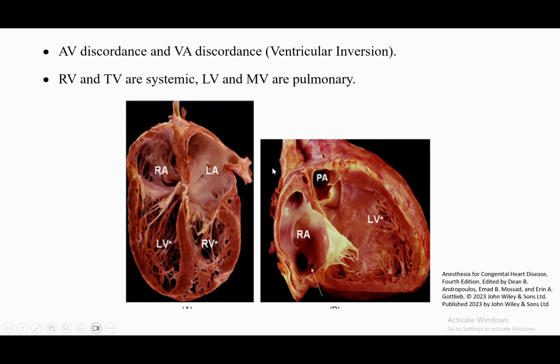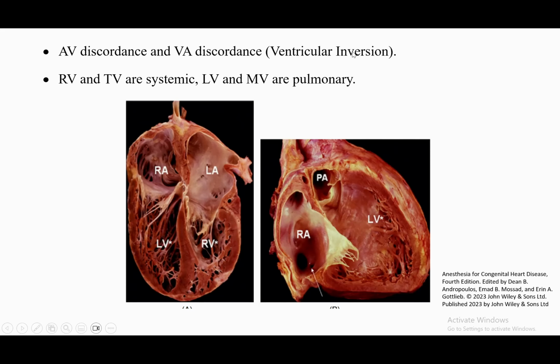Now we will talk about the ccTGA and the LTGA. The ccTGA is short for congenitally corrected TGA. The LTGA refers to the levo rotation of the great arteries. The ccTGA is an AV discordance, VA discordance.